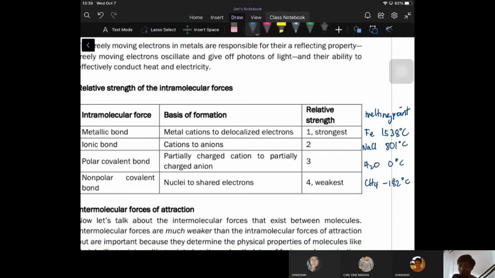Yung gallium, pag nilagay mo yun sa palad mo, it will melt. Yan yung mga exemptions. Another exemption would be, sa non-polar, pwedeng yung diamond. Yung diamond, solid yon kahit non-polar bond yan. Exemption yon kasi hindi naman lahat ganun nangyayari. In general, weakest pa rin talaga yan. May mga special lang, although hindi naman marami yung ganun.